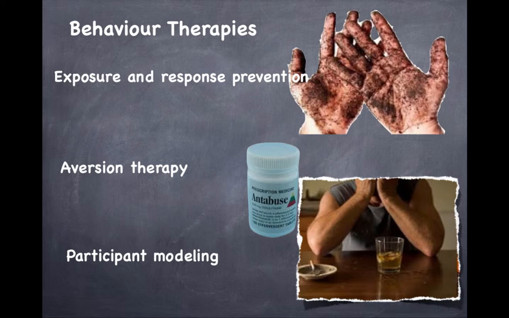Participant modeling is where an appropriate response to a feared stimulus is modeled in graduated steps. So they would be asked to demonstrate this appropriate response to the feared stimulus, and they would do it a little bit at a time. In behavior therapy, that's called chaining. You would link behaviors a bit at a time to get to the fully acceptable behavior.